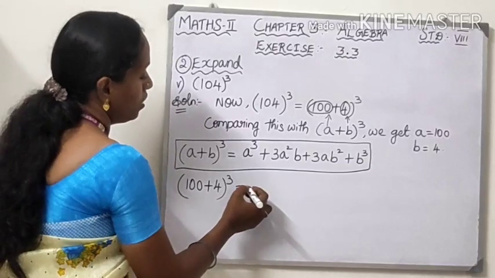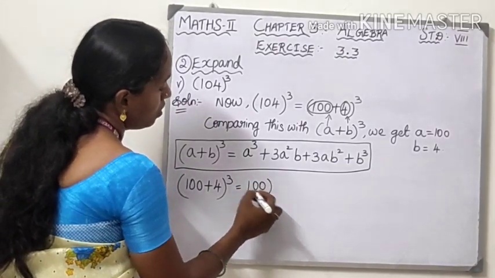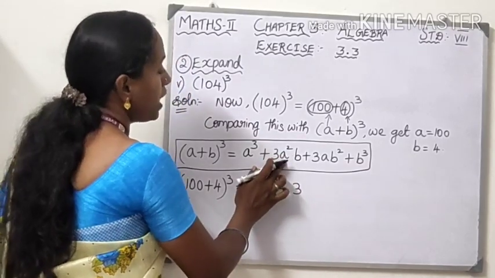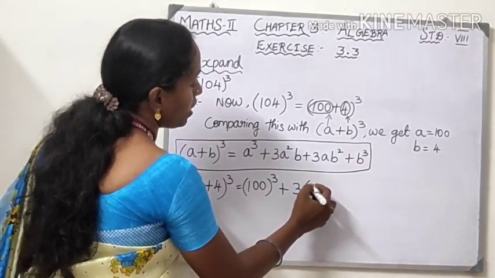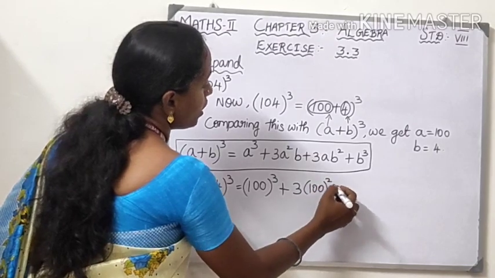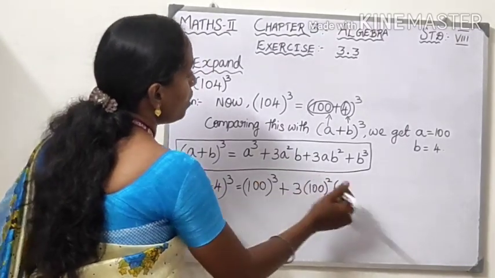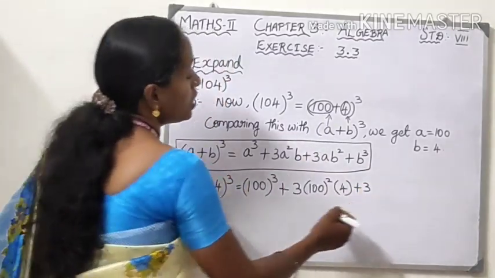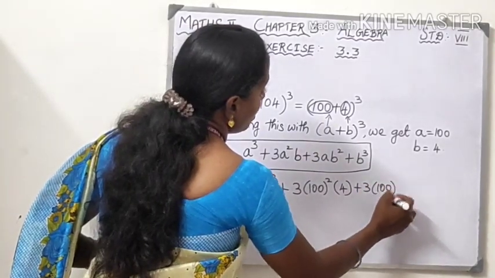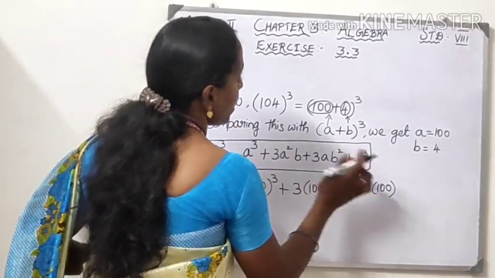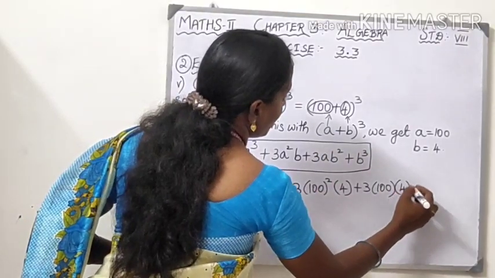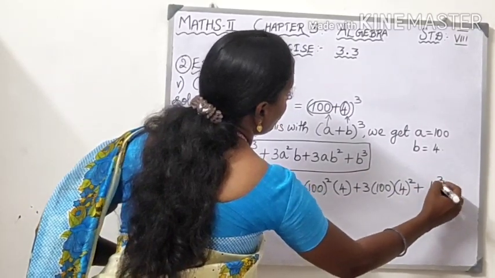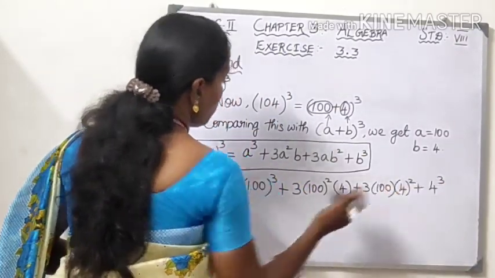It is 100. So 100 the whole power 3 plus 3, what is a value? It is 100. Since we have square, we can write 100 the whole square. Then inside the bracket, what is the b value? It is 4 plus 3. What is a value? It is 100. Then what is the b value? It is 4. Since we have square, we have to write 4 square plus, what is the b value? It is 4. 4 cube. Since we have cube, we have written 4 power 3.